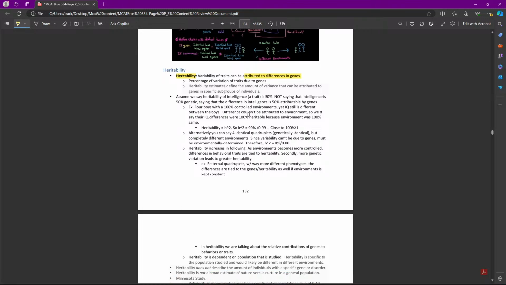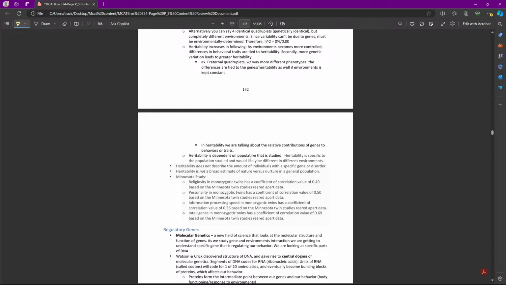Heritability increases as follows. As the environment becomes more controlled, differences in behavioral traits are tied to heritability, since more genetic variation leads to greater heritability. Okay. In heritability, we are talking about the relative contribution of genes to behaviors or traits.